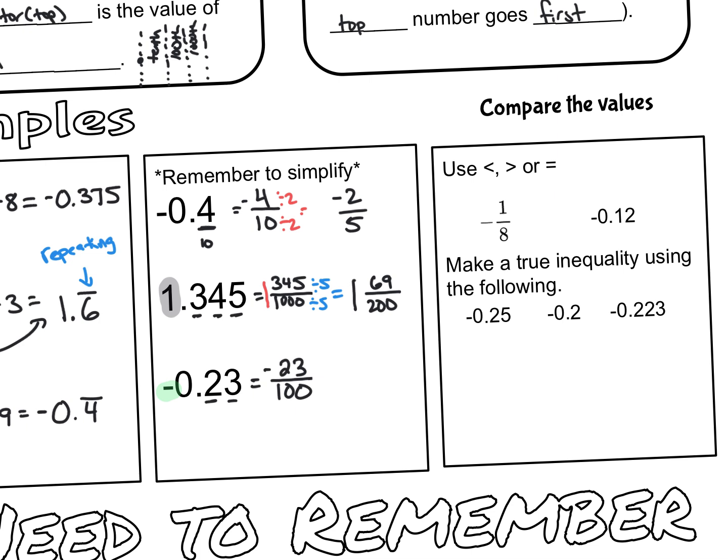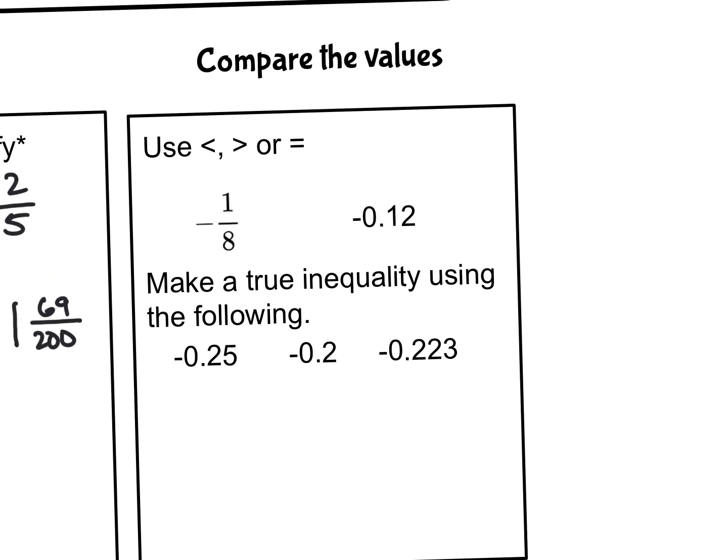Now we're going to look at comparing values. So remember, when we're comparing, we are going to use those inequality symbols of less than, greater than, or equal to. So in this first one, we are going to compare the values of -1/8 to -12 hundredths. Usually what I do is I have an easier time comparing decimals, so I'm going to change my fraction to a decimal. You could definitely change your decimal to a fraction if that was easier for you.